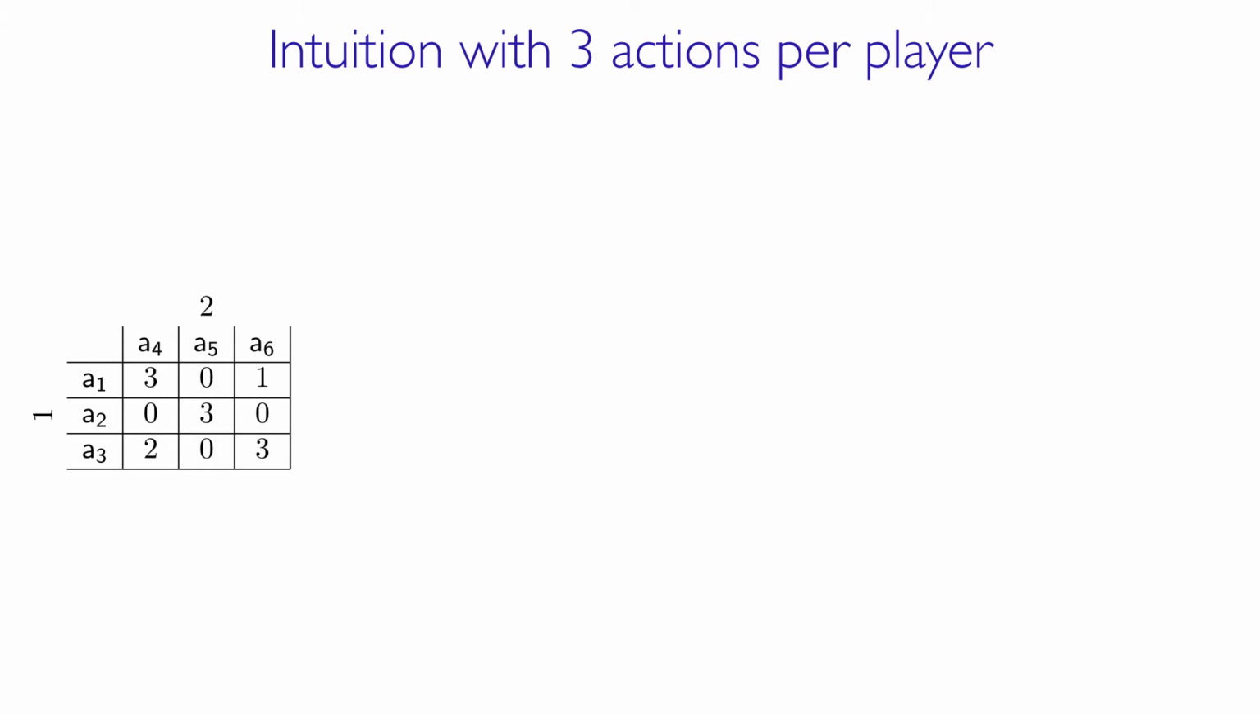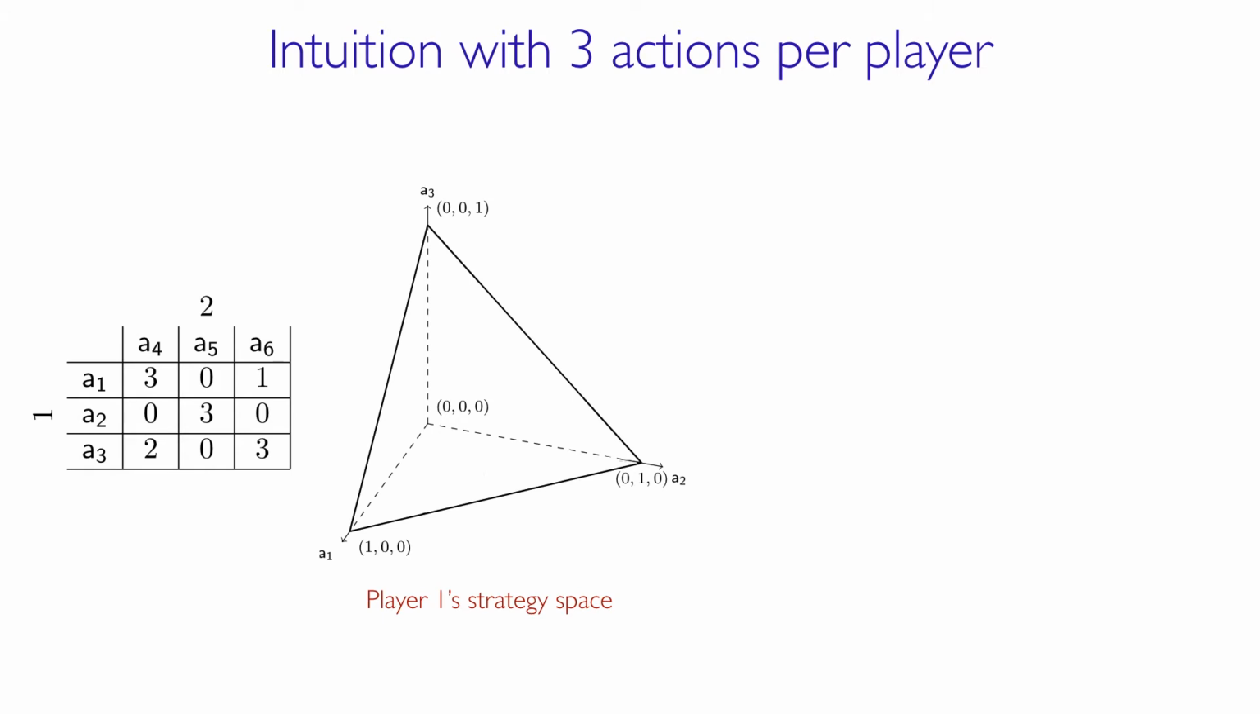Here another example. In this case, each player has three actions. Player 1 has A1, A2, A3, while player 2 has A4, A5, and A6. We focus on the strategy space of player 1. In this case, the space is three-dimensional, given that the variables are 3.